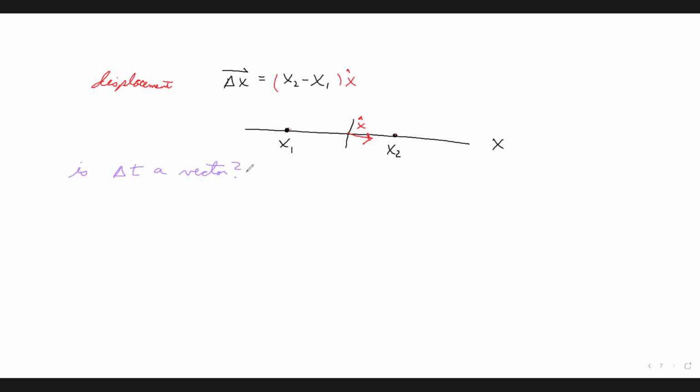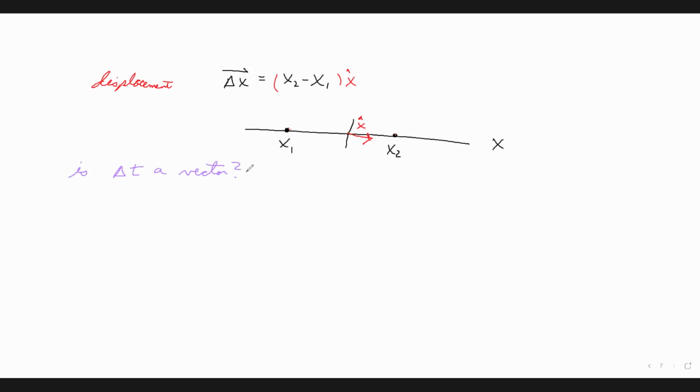I'm not sure why. The answer is actually very simple. It goes back to the definition. A vector has a magnitude and a direction in space. Does delta t have a spatial direction? No, since it's just time. That's exactly right. That's exactly right.